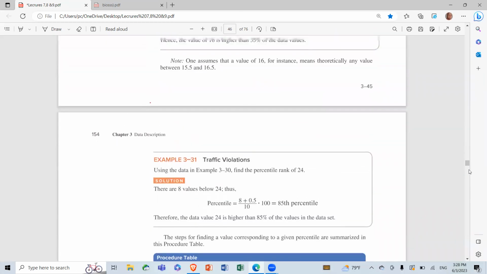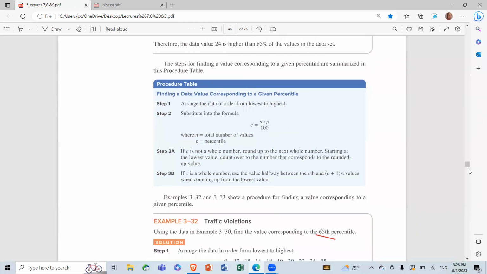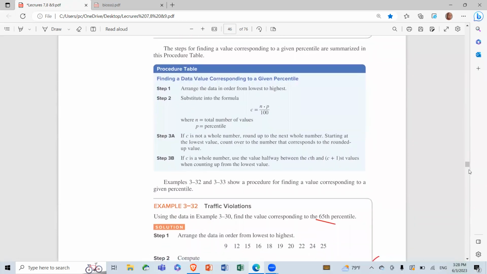Okay, after that, we reached the steps for finding a value corresponding to a given percentile, summarized in this procedural table. Now, find a data value corresponding to a given percentile. Here we will also use: arrange the data in order from the lowest to highest. Substitute into the formula c equals n times p over 100, where n is the total number of values and p is the percentile.